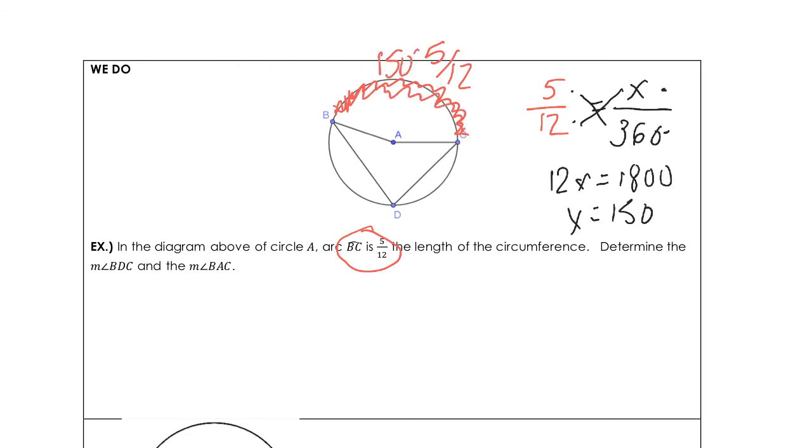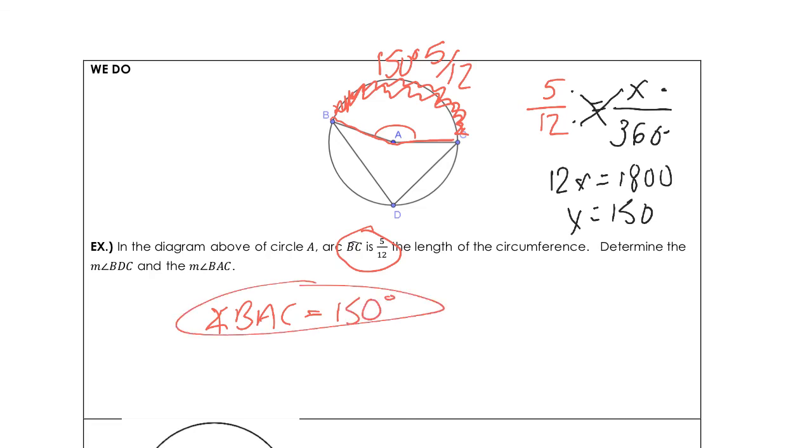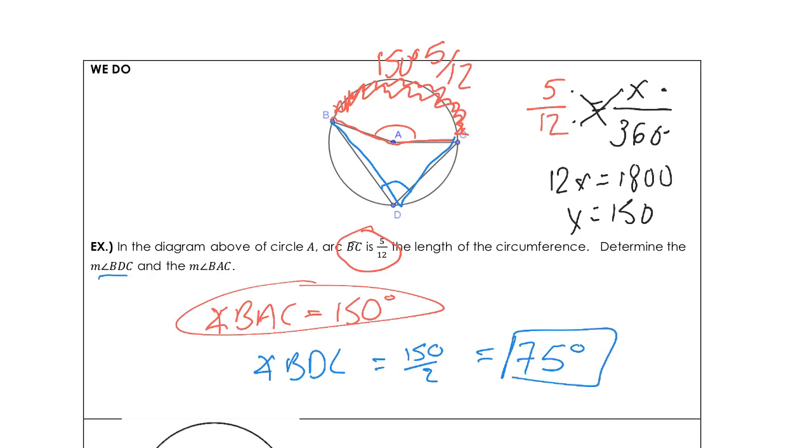So I just figured out the angle. Now I could figure out all the angles that we need. So angle BAC, the central angle, is equal to the arc. So angle BAC equals 150. Angle BDC is the inscribed angle, and that's half the arc. So 150 over 2. I think it's 75. Yep. So this angle is 75 degrees. And that makes sense. It's acute.